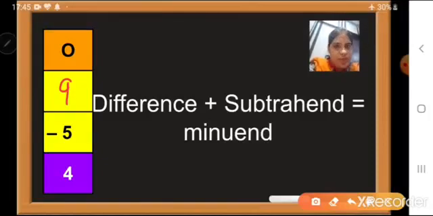Children, one more time, repeat with me. If we want to find minuend, we have to add difference plus subtrahend. We have to add these two numbers and we will get our minuend. Now if you cross check it, see here, 9 minus 5 is 4. Correct? That means the answer that we have got is correct.